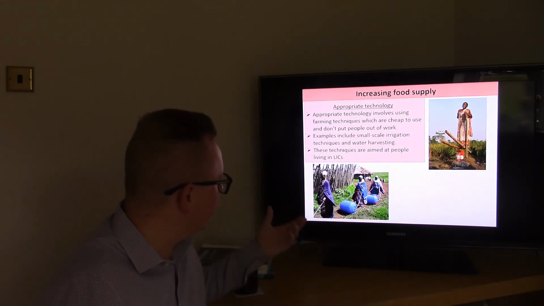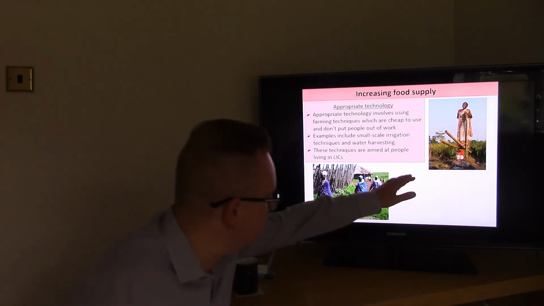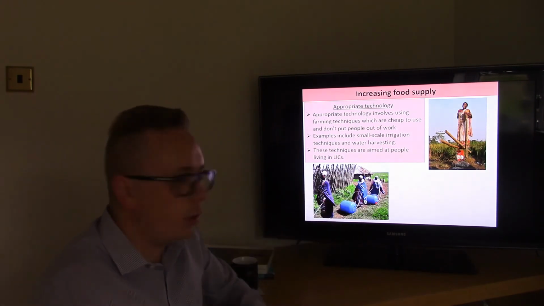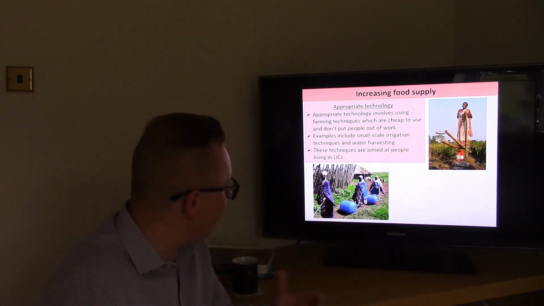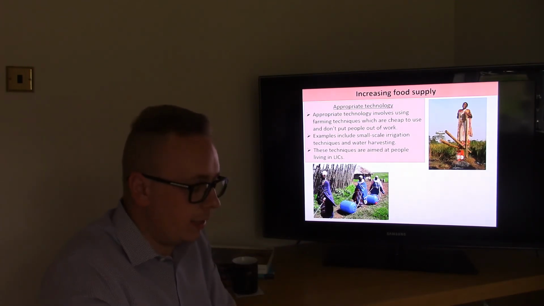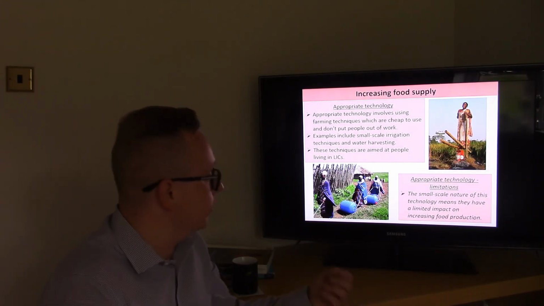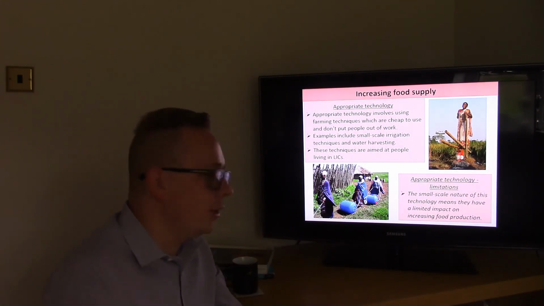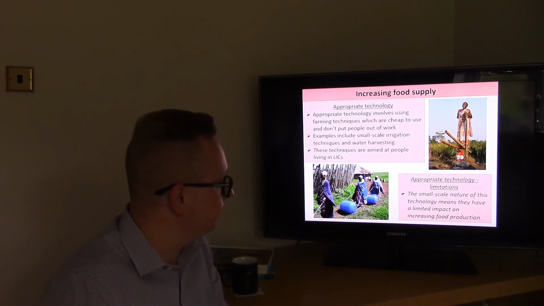So often small-scale techniques are used, such as new small irrigation techniques, there's a lady here using a small well, but also perhaps some new water harvesting techniques, storing water. They're aimed at people living in low-income countries, and these techniques can help them to gradually increase their food supply. Of course, the main limitation is that because they're so small in scale, they do have a limited impact on increasing food production.